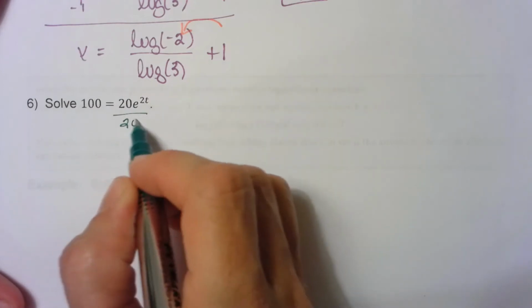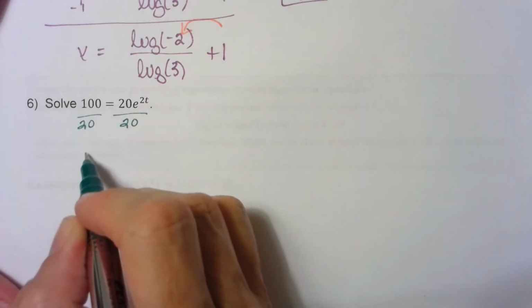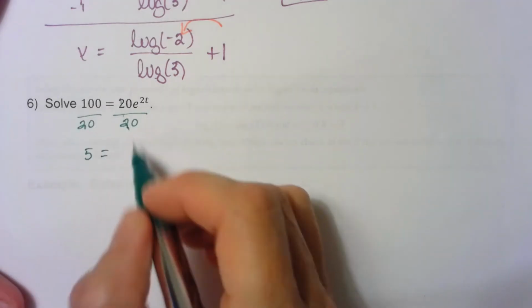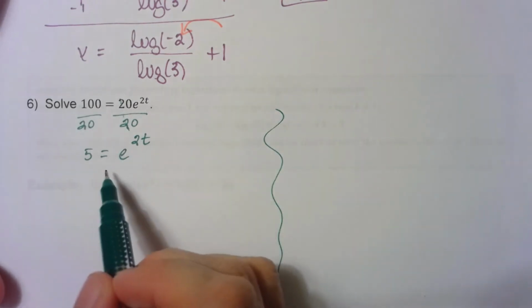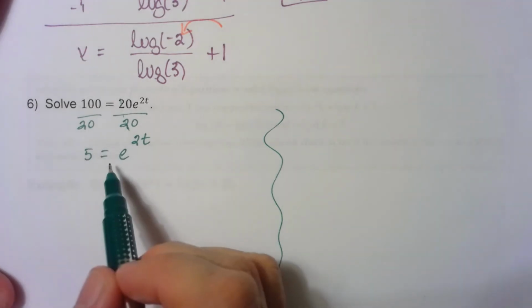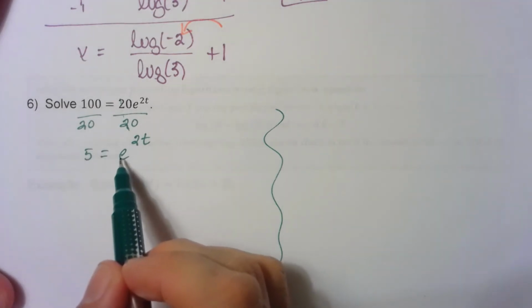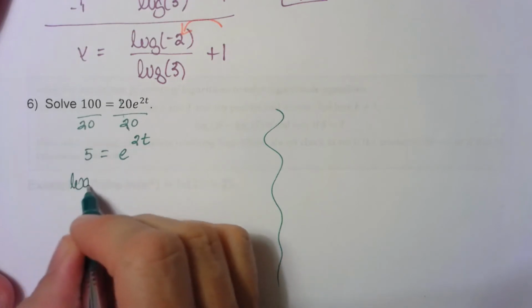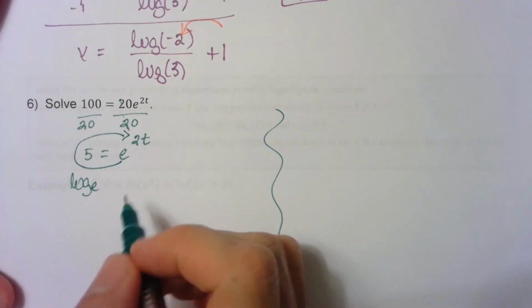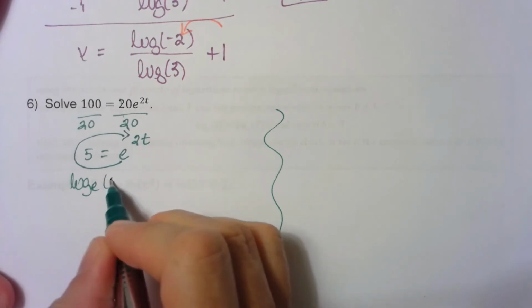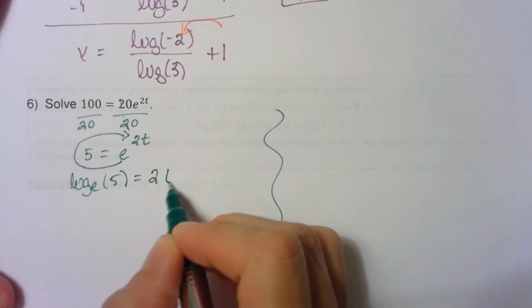So we divide both sides by 20. We end up with 5 is equal to e to the 2t. From here, you actually have two different ways you can go. We'll try to put both of those on this piece of paper. So the first way is you could just change this to logarithmic form. Remember, this is your base, so you would have log base e of 5 equals 2t.